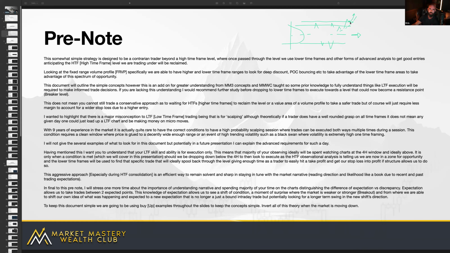If you are wrong, however, and it falls back under here, then we know that becomes a failed auction and we expect it to go back to the point of control and back to the value area low. So there's another trade in there, and I'll use that trade to cover any losses that I incurred in here. I'll make my losses back and some more.